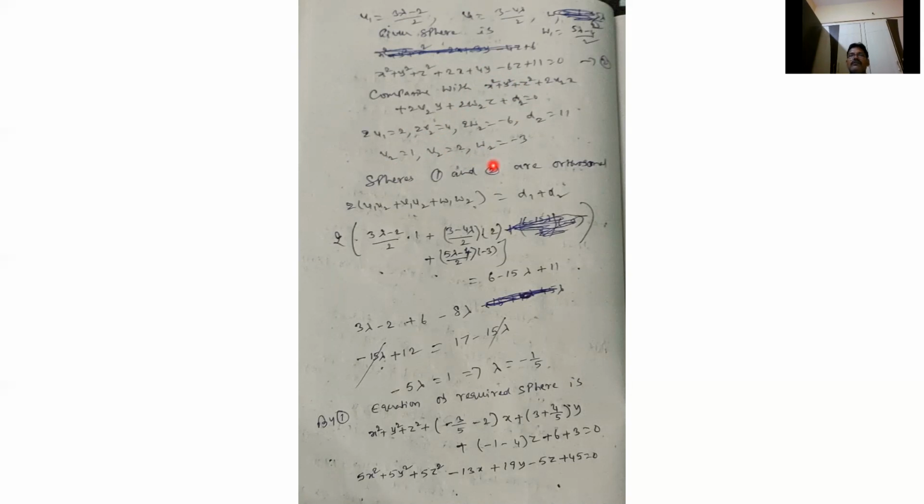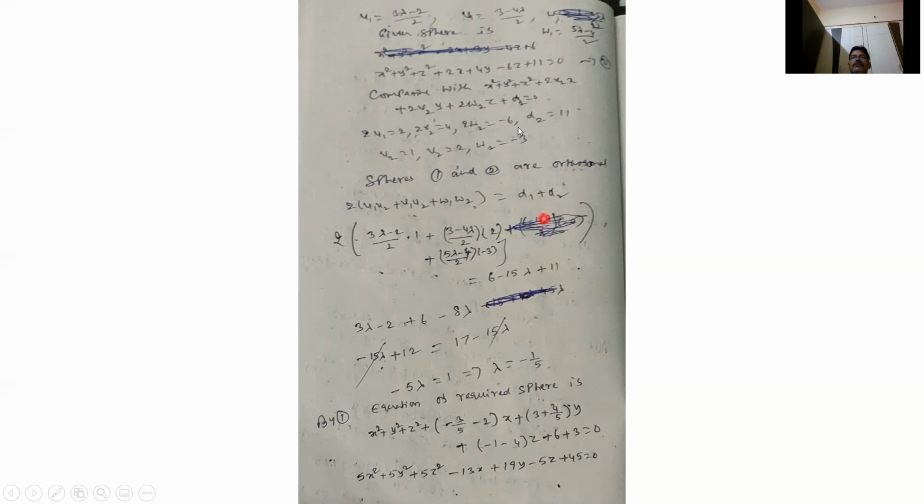Now, given that the required sphere cuts orthogonally this sphere, that means sphere 1 and 2 are orthogonal. So this is the required sphere, and it cuts orthogonally the sphere 2. So we know the condition for orthogonality. What is the condition? 2 of u1u2 plus v1v2 plus w1w2 is equal to d1 plus d2.